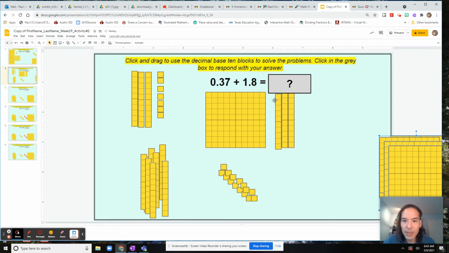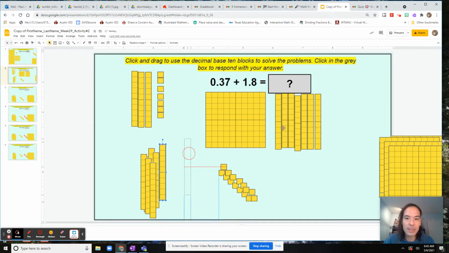And then let me also copy and then paste another 3. So there's 6/10, and then 7/10, 8/10. All right. So over here we have 37 hundredths, 3/10, 7 hundredths. Over here we have 1 and 8/10. Here's 1, and then 1, 2, 3, 4, 5, 6, 7, 8/10.